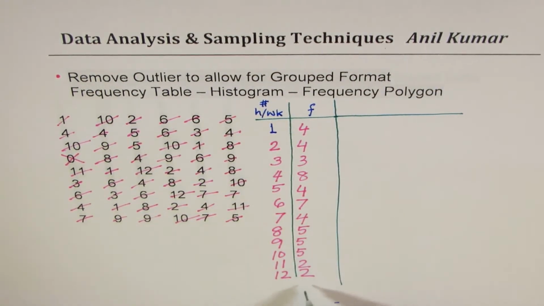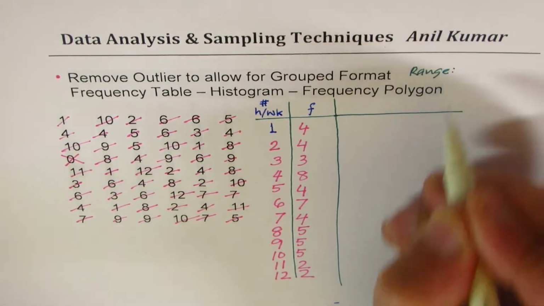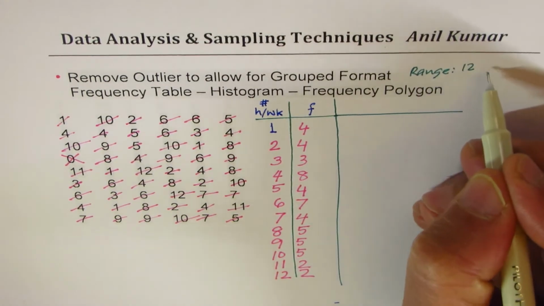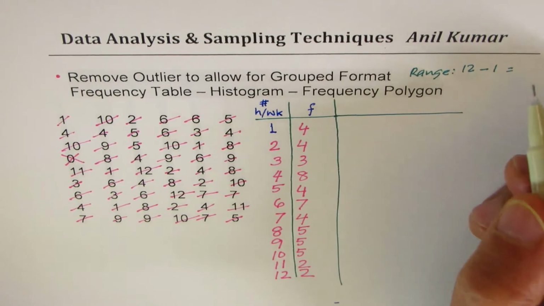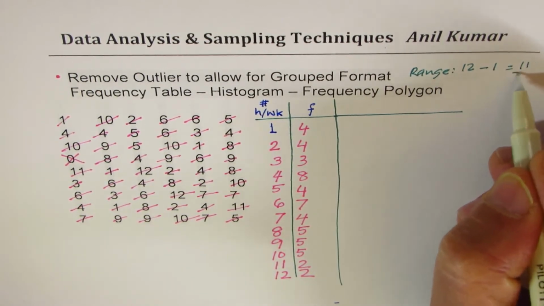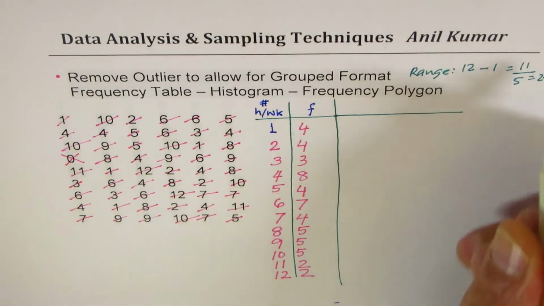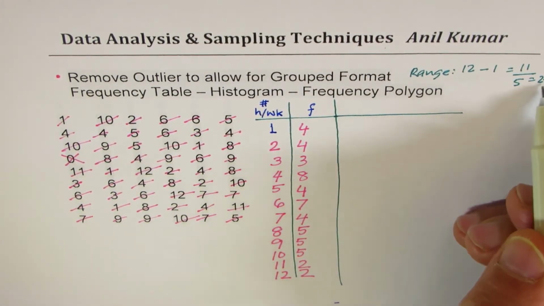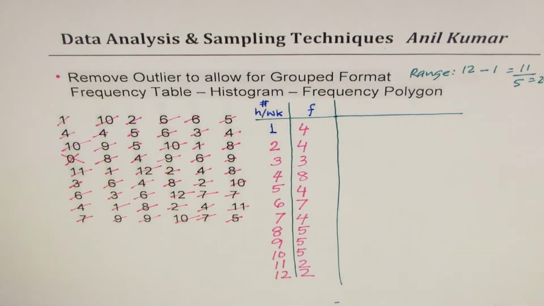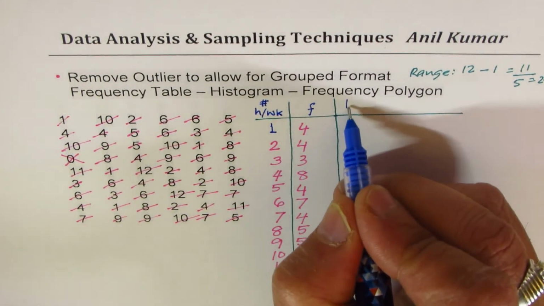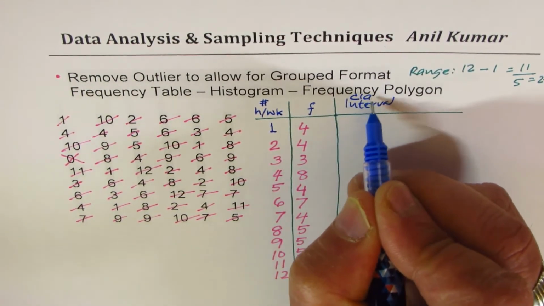So basically what we saw here is we have a range which is from 12 to 1, which is 12 minus 1. So there are, let's say, 11. And if I divide this by, let's say 5, I get 2 point something. So I should have an interval of, let's say, 2 or 3. So we'll take an interval of 3 here. We'll make another column with interval or class. So we can say class interval.